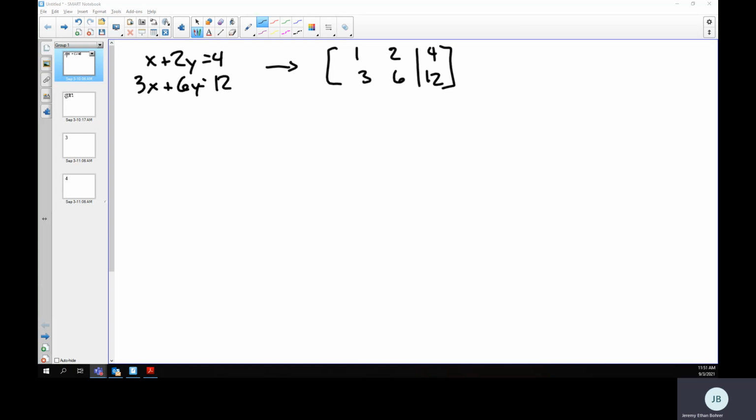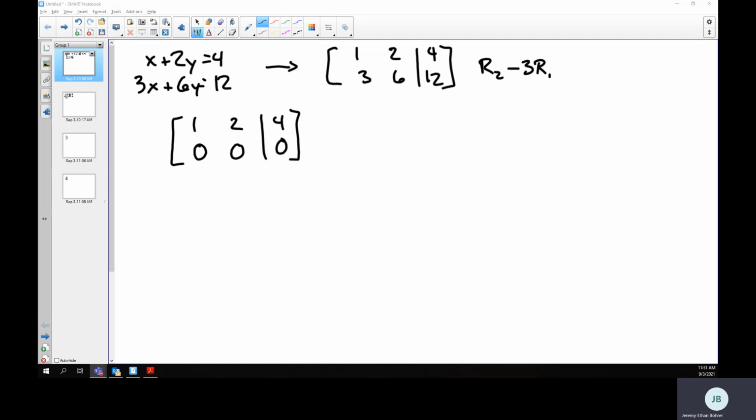Well, we've got that 1 up in the upper left corner, and that's great, because it means that we can just subtract 3 row 1 from row 2. Okay, and that's going to give us 1, 2, 4, stays the same. 3 minus 3 times 1 is 0. 6 minus 3 times 2 is 0. And 12 minus 3 times 4 is 0.